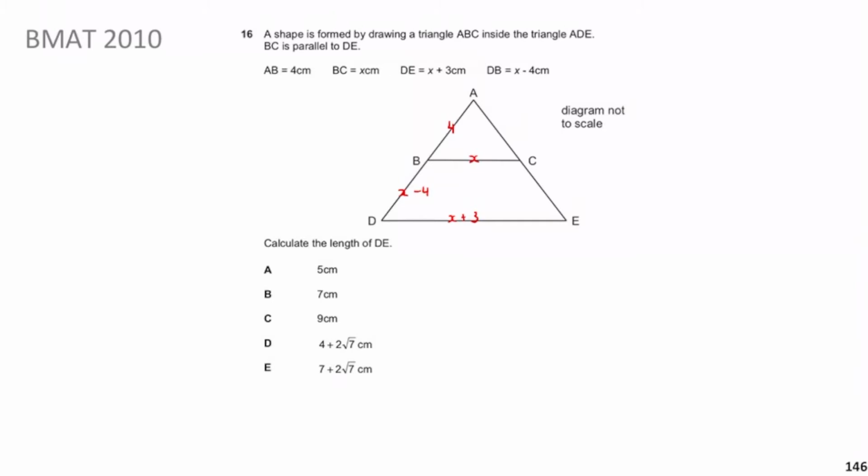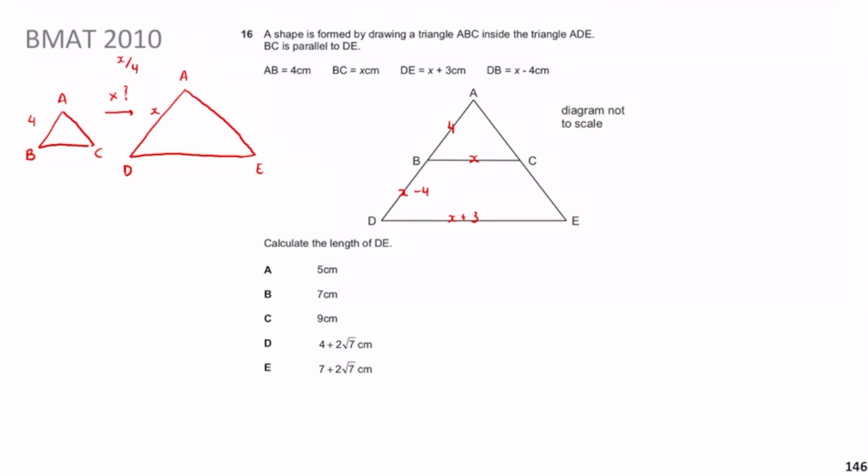So this more or less, guys, is just a similarity question. This is triangle ABC, and the next one is going to be triangle ADE. To get from this to this, you're just multiplying by a certain scale factor, which we have to find out. We know that AB is 4, and A to D is going to be x minus 4 plus the 4, which is just x. So the scale factor from there to there is just x divided by 4.